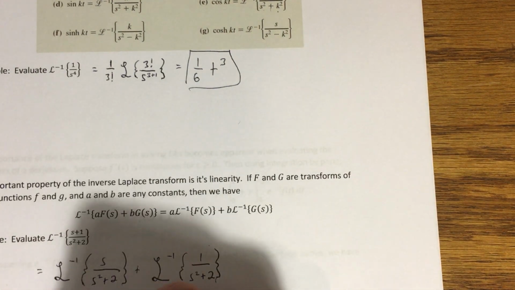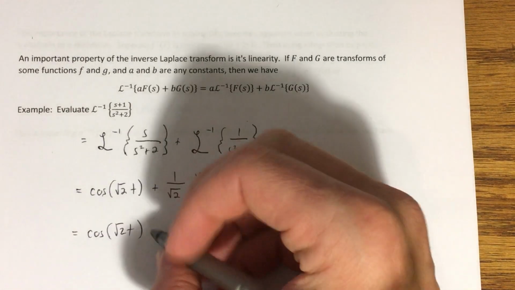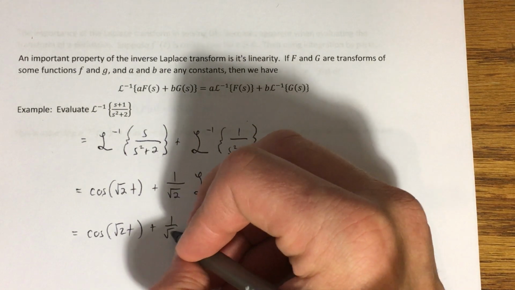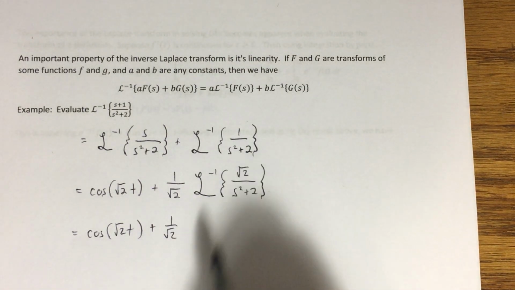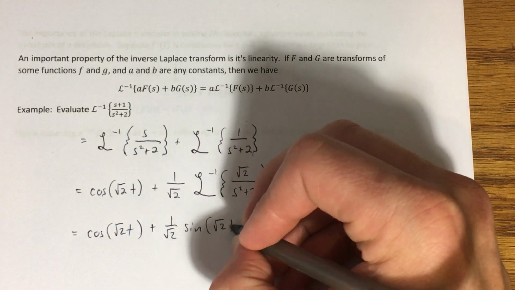And then this becomes cosine of root 2t. Plus 1 over root 2. And this one, according to my table, would be sine of root 2t.